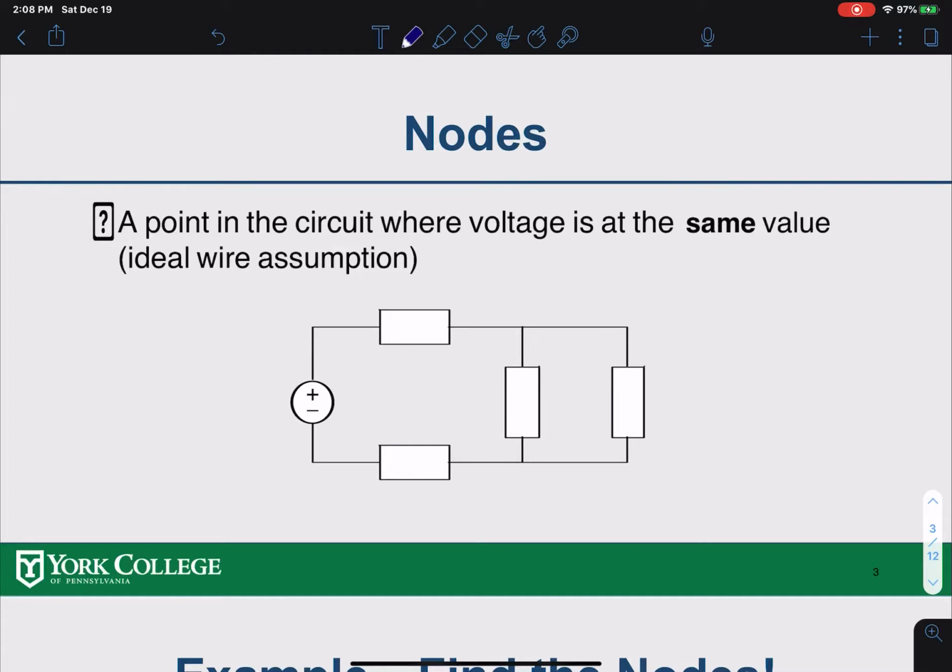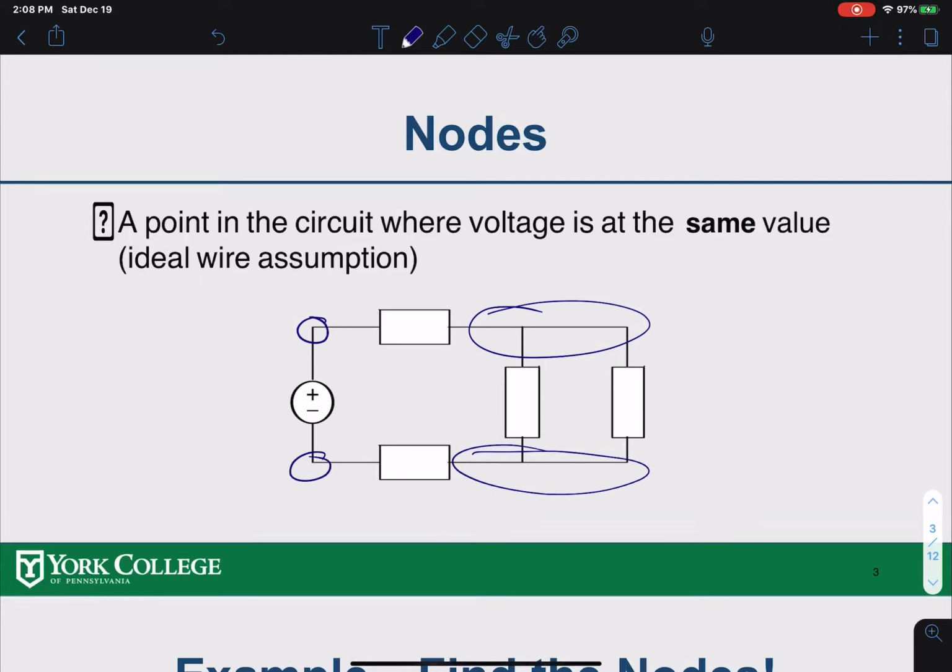What are nodes? Nodes are basically connection points in your circuit where two or more circuit components connect together, and the voltage at the node has the same value. If you look here, two circuit components, like a voltage source and another component, are connected together. Here's another one, and another, and another. So these are the four nodes for this circuit.